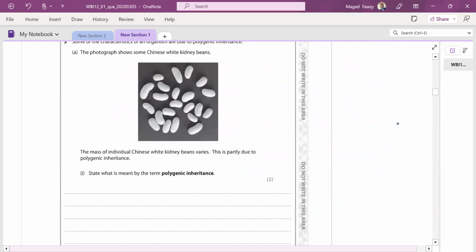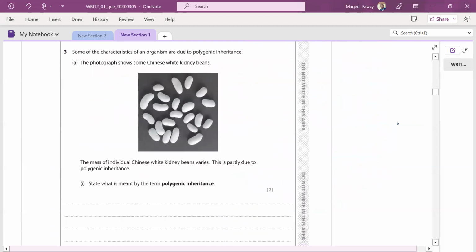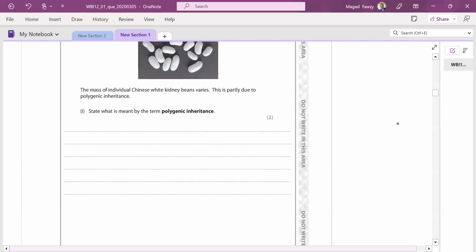Some of the characteristics of an organism are due to polygenic inheritance. The photograph shows some Chinese white kidney beans. The mass of individual Chinese white kidney beans varies. This is partially due to polygenic inheritance. What's meant by the term polygenic inheritance? And it is 2 marks. So that the trait is not dependent on one gene only, it is dependent on a collection of genes that determine its mass and characteristics.